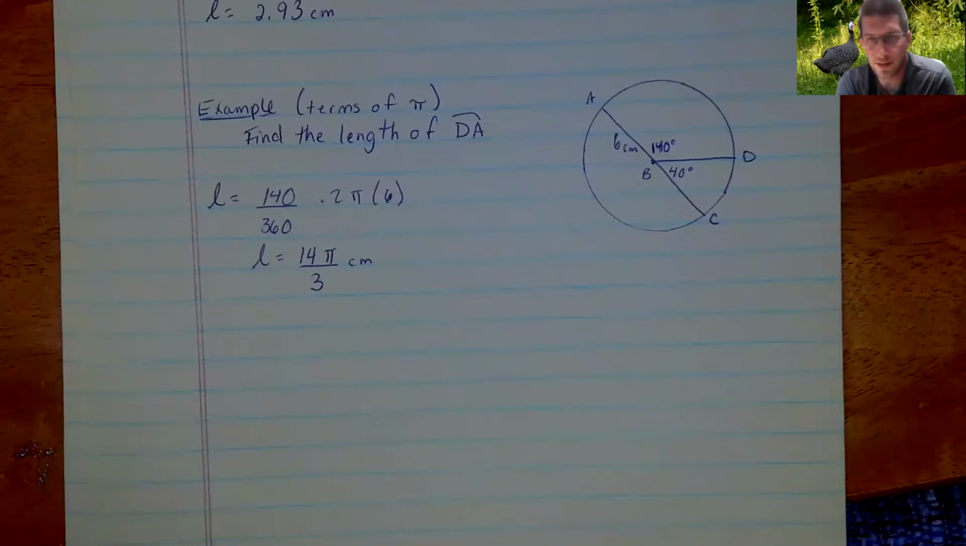Just make sure you read the directions. Be careful, as I say, leave in terms of pi, round to the nearest tenth, nearest hundredth, whatever. And make sure you label them with your units, right? These are linear units, centimeters, feet, inches, yards, whatever it may be, but make sure you put the label on it. So that's going to be it for this video on 10.2. That's it for arcs and angles.